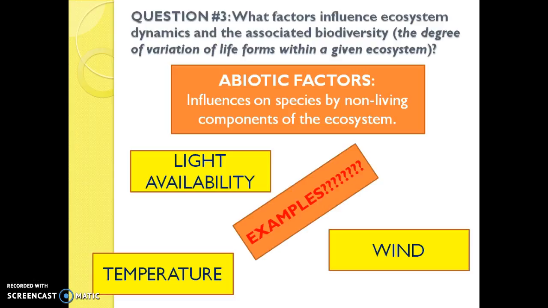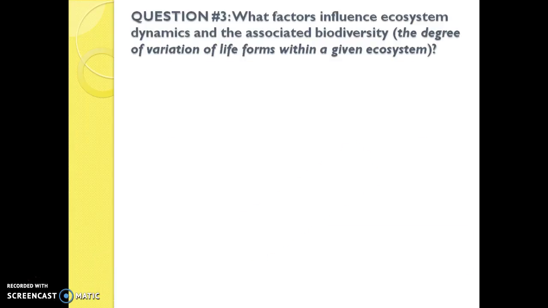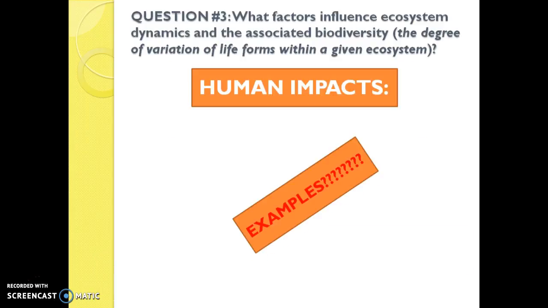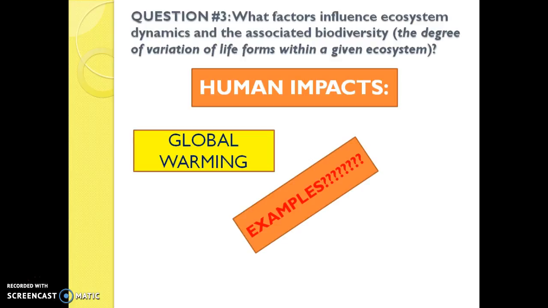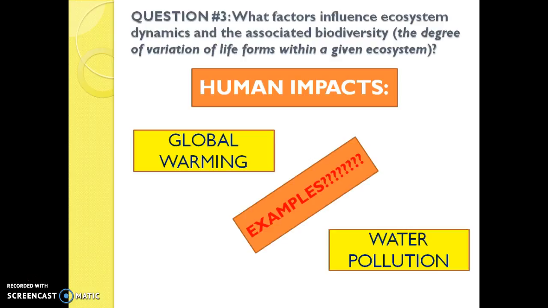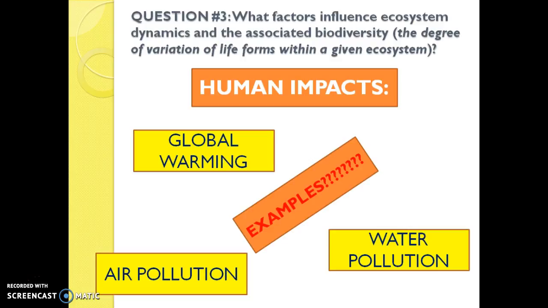Those are abiotic factors. Then we have another one that we have to be concerned about, and that's the human impact. So, human impact, what are some examples? Well, you should be able to brainstorm how we actually impact our ecosystems. So that would be like global warming, water pollution, air pollution, hunting, fishing, using resources, all those are human impacts. So pause the video and write down the examples.